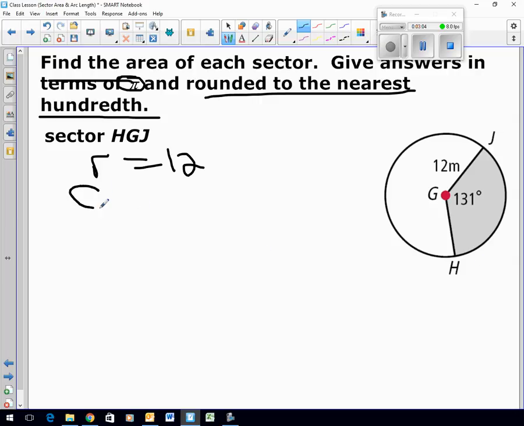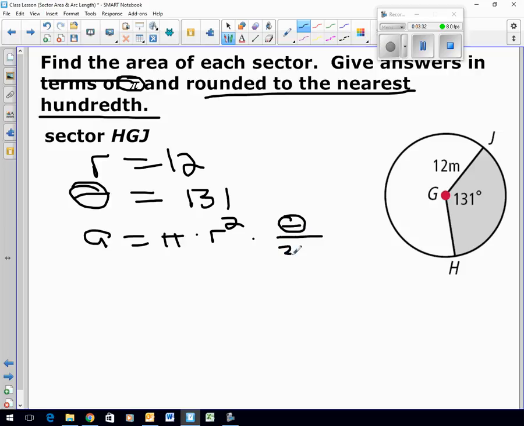What is the arc measure of JH? Perfect. The arc measurement, watch, I'm going to write this, is theta. Theta is 131. So in my formula, pi times radius squared times theta over 360.